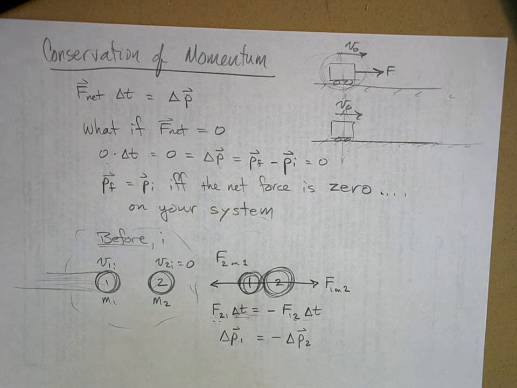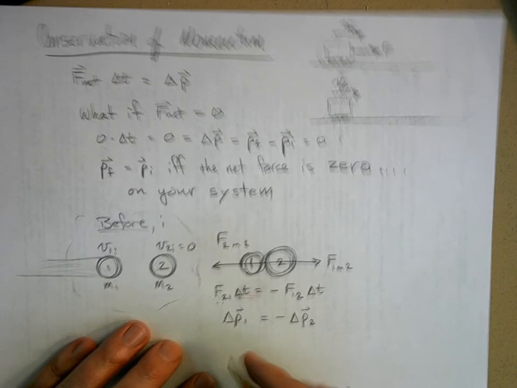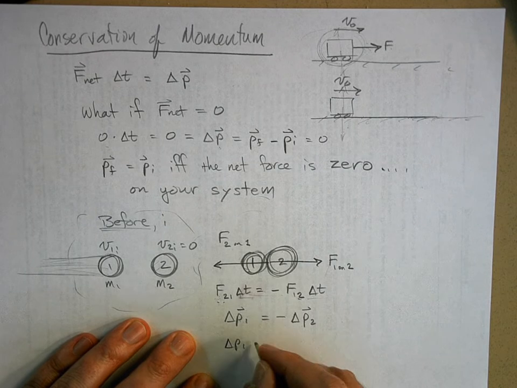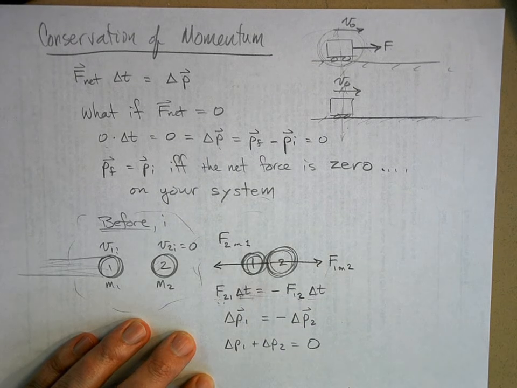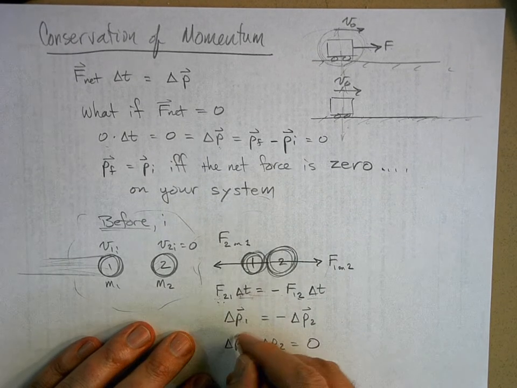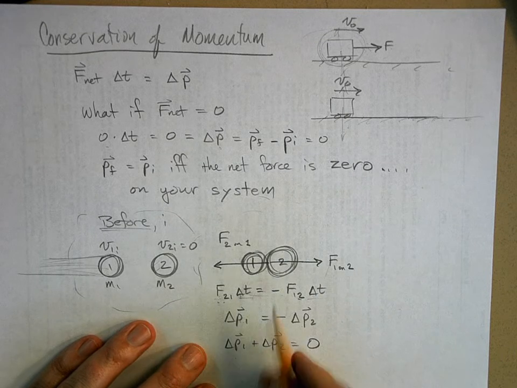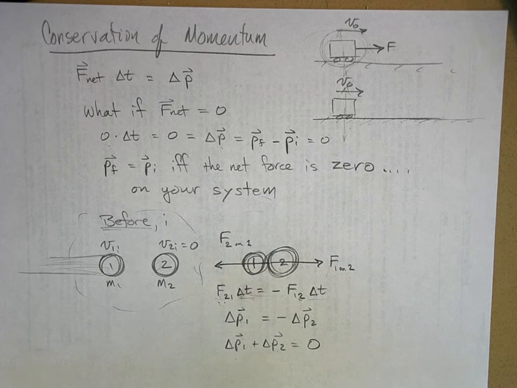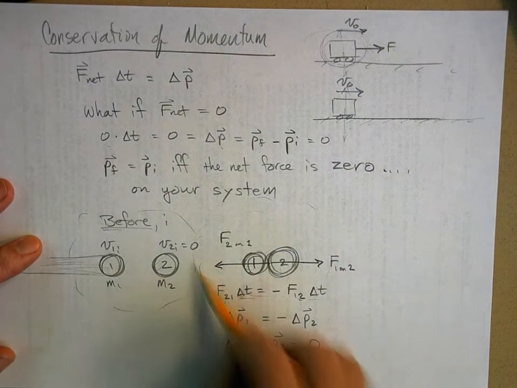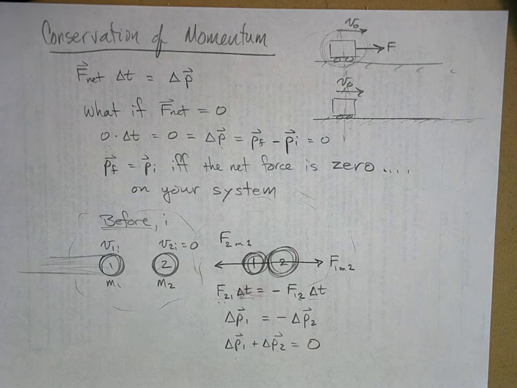Okay, well, let's do this. Let's add this to the other side. I just added this to the other side, and I get this expression. When you add the change in momentum of object 1 to the change in momentum of object 2, I get 0. Which means overall, if this is your system, there is no change in momentum overall. Yes, object 1 changed its momentum, but object 2 changed its momentum with an equal and opposite change. So overall, in your overall system, the momentum is conserved.